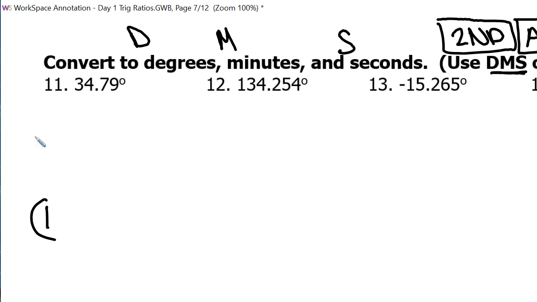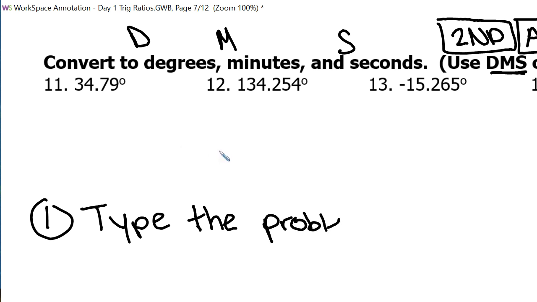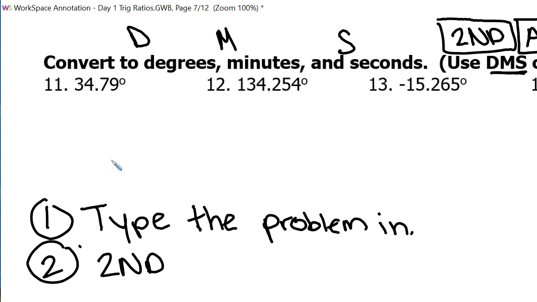Now, step 1, you need to type the problem in. So step 1, type the problem in. So you need to type in 34.79 degrees. Step 2, then once you have that typed in, you convert to degrees, minutes, seconds. So you would do second, alpha, and then number 4.